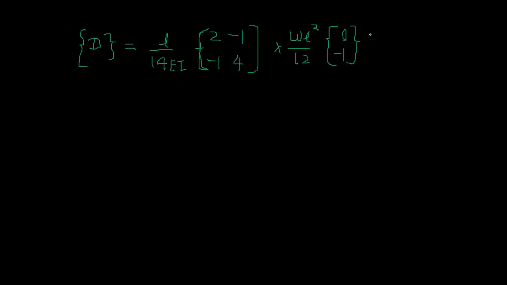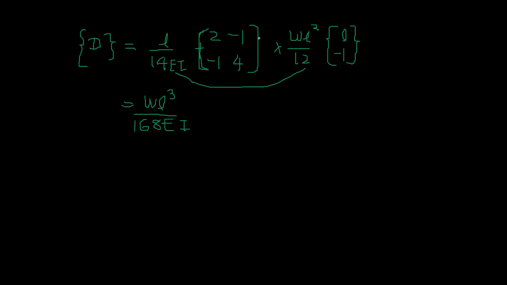And yes, we are done. So I can multiply this and this directly. So it will be W into L cube over 12 into 14. How much is it? 12 into 14 means 168 EI.